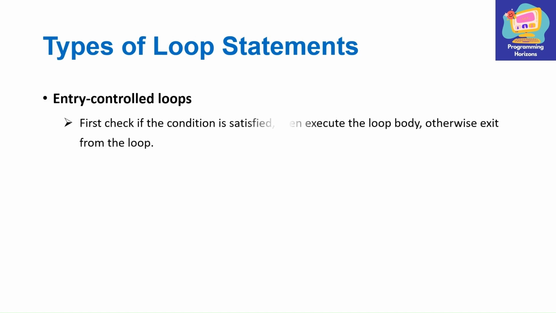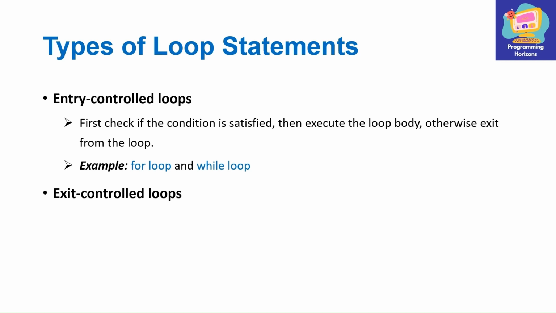In C++, we have two main types of loop statements. The first one is called entry controlled loops. In this case, we first check if the condition is satisfied and then execute the body of the loop. If the condition is not satisfied, then we exit from the loop. Examples are the for loop and while loop.